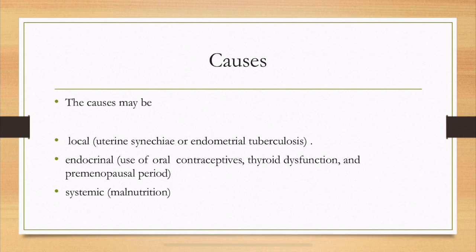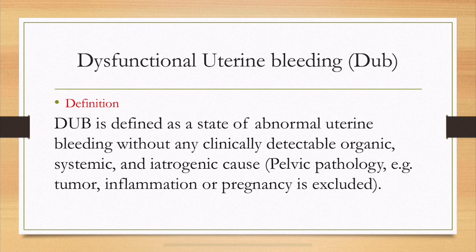Systemic: malnutrition. If the person is malnourished, she will be anemic. Since she is anemic, no blood, no hemoglobin, no RBCs, no bleeding. Dysfunctional uterine bleeding, very important, we are going to discuss in detail.